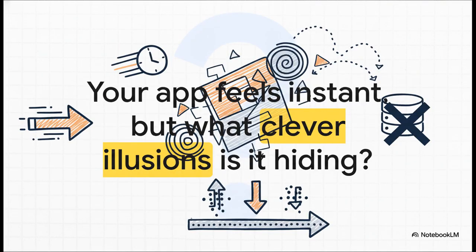So, the next time you refresh your feed and it feels instant and perfectly ordered, you'll know the secret. It's not magic, it's a carefully orchestrated ballet of shortcuts and illusions, all designed to avoid that one single, incredibly expensive thing, a full sort. Kinda makes you wonder, what other clever illusions are your favorite apps hiding from you?